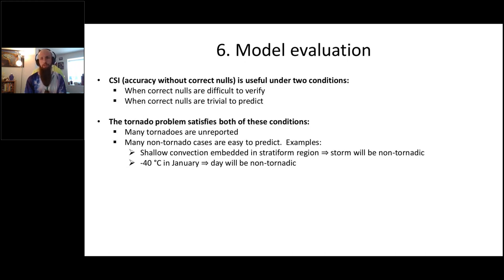So it's useful to just get rid of the true negatives in the accuracy formula. And also, many non-tornado cases are easy to predict. For example, if you're predicting on a storm-by-storm basis and you have some shallow convection embedded in the stratiform region of an MCS that technically meets the threshold to be called a storm cell, you know that storm's going to be non-tornadic. It's a really easy non-tornado forecast. Or if you're predicting tornadoes on a day-by-day basis and you're in International Falls, Minnesota, and it's minus 40 in January, it's pretty easy to say there's going to be no tornado today.